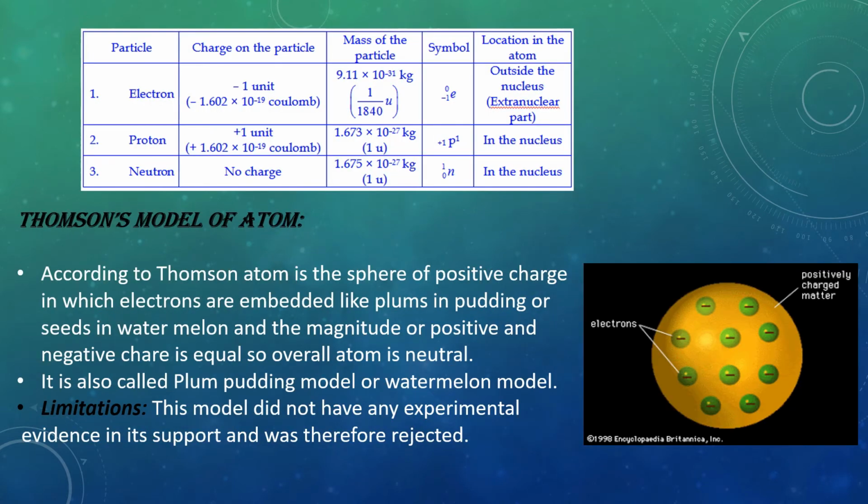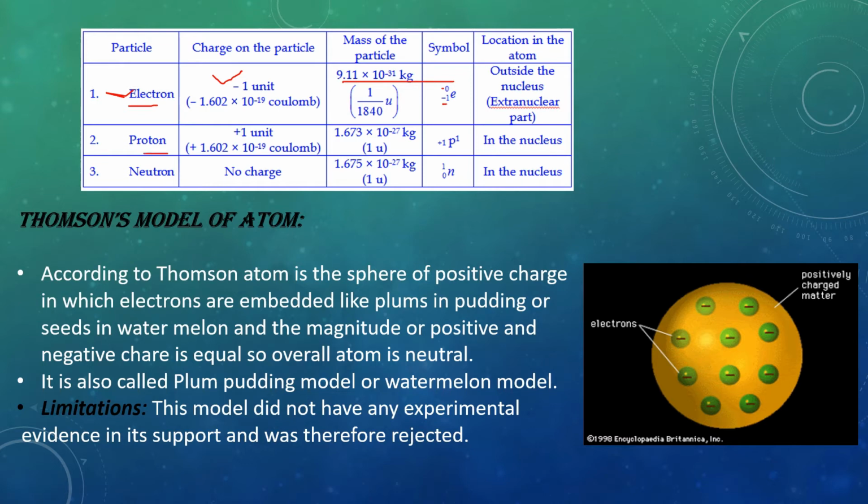So in short, we can say that there are 3 types of fundamental particles present in the atom. First is the electron. It has -1 charge. Its mass is 9.1 x 10^-31 kg. Its symbol is -1e0. -1 is the charge, 0 is the mass because its mass is taken as negligible. e is the symbol. And its location is outside the nucleus, that is in the extranuclear part.